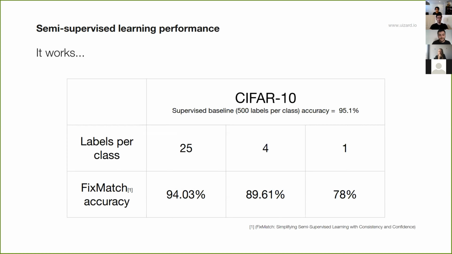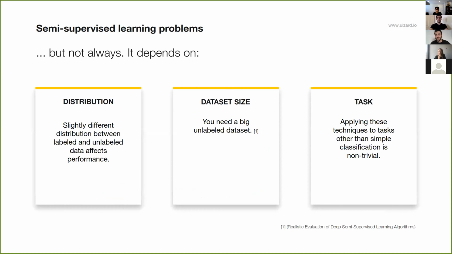Quite impressive, right? So why are we not all using semi-supervised learning? Well, it works, but not really always. There are some limitations when it comes to applying this in practice, and some of them are placed here. You have the distribution. It makes a huge difference if your unlabeled and labeled datasets have different distributions. Then you have the dataset size. You need quite a big unlabeled dataset in order to get some performance improvements.